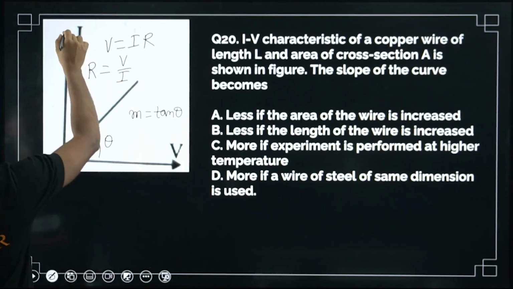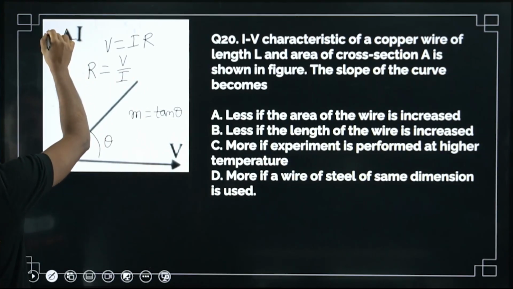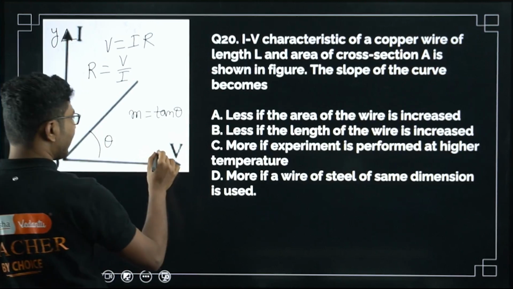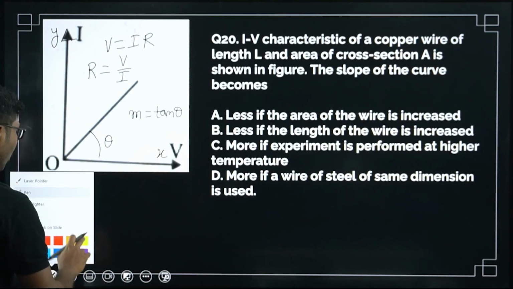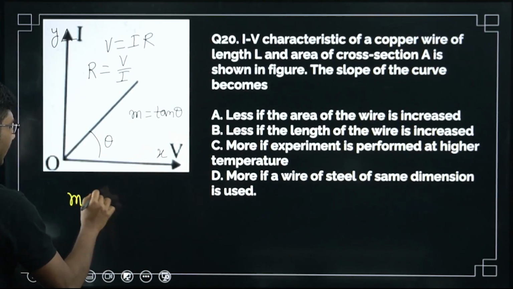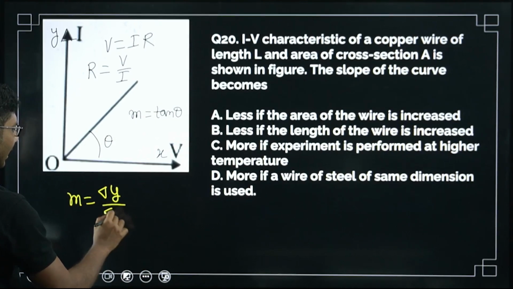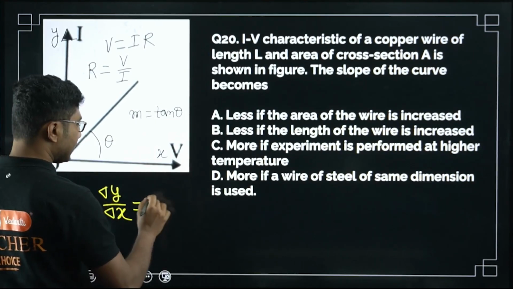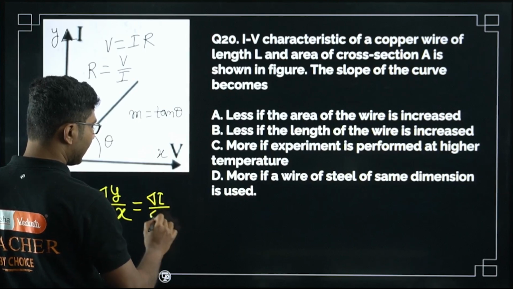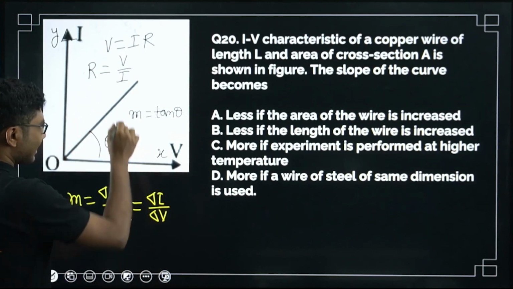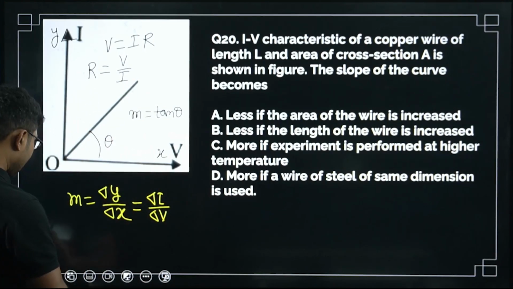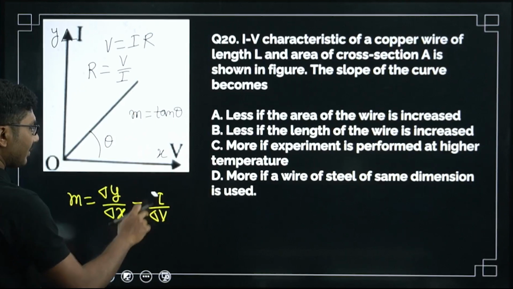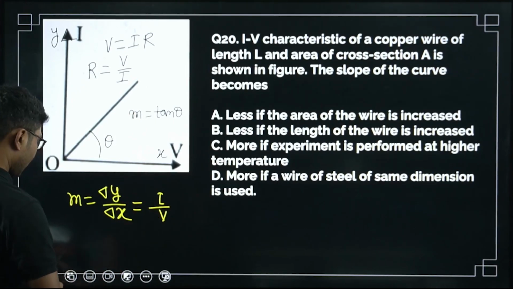Now you have plotted the graph. This is your y-axis, this is your x-axis, right? Now what is slope? Slope is basically delta y by delta x. These are the important concepts. So in this case it is delta I by delta V. Or, because it is a straight line, you can simply say this is I by V only.